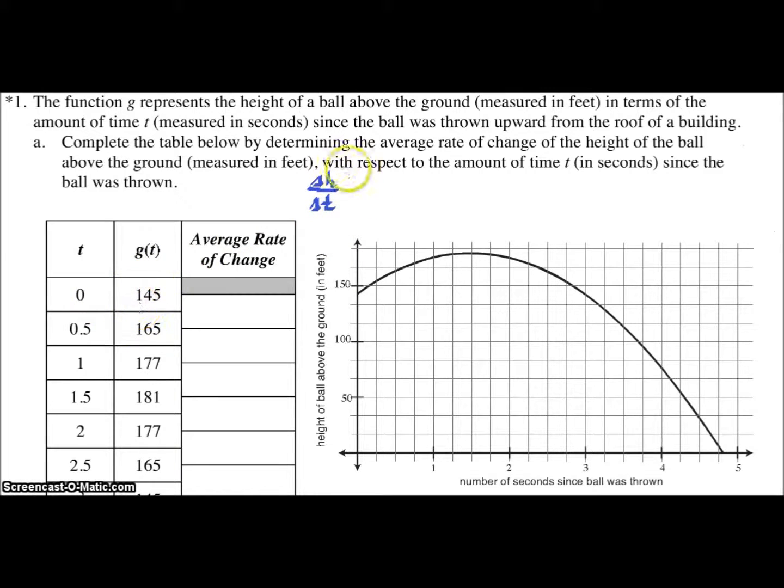So for this first one here, g of t represents the height, so it's 165 minus 145 over 0.5 minus 0. So that's 20 over a half, which is 40. Now I will quickly fill out the rest of the table.